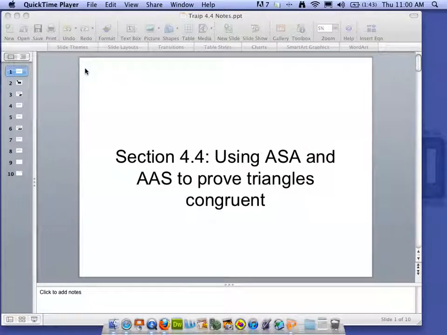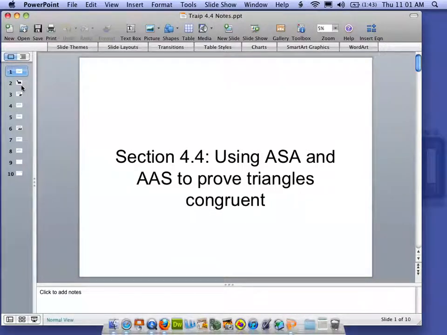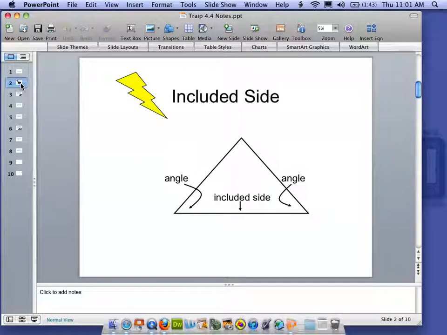Section 4.4 is going to go over two more ways to prove two triangles congruent, and this is ASA and AAS. Before we can get into it, we need to discuss included side. So by the diagram, you can say that an included side is the side between two angles.